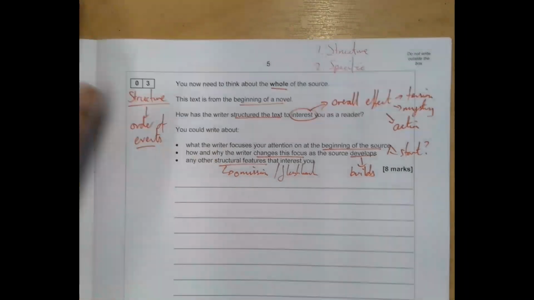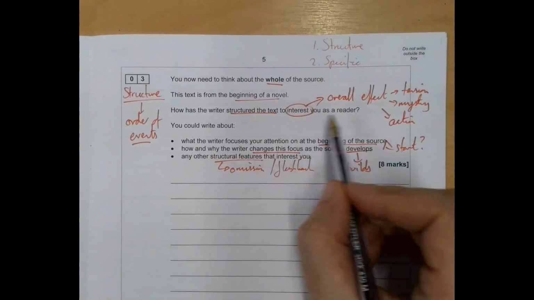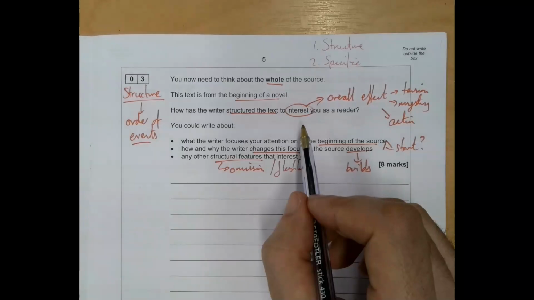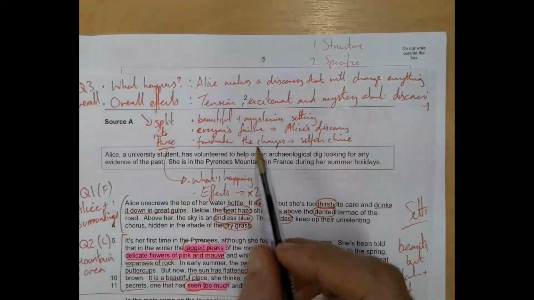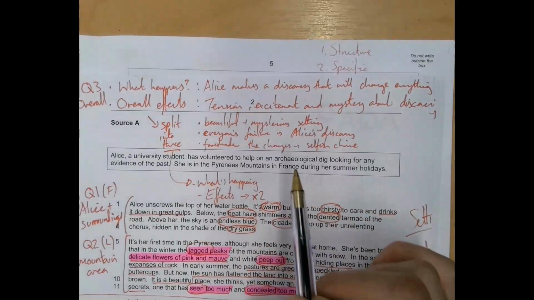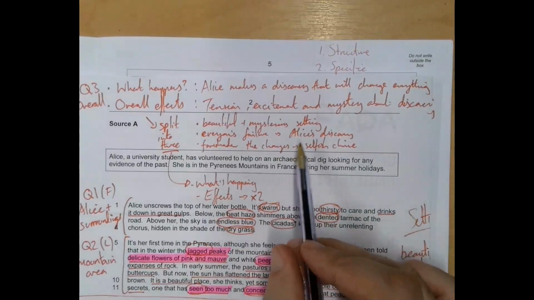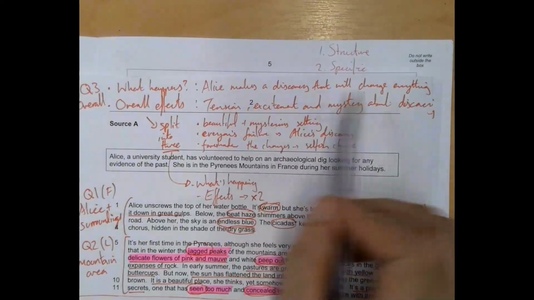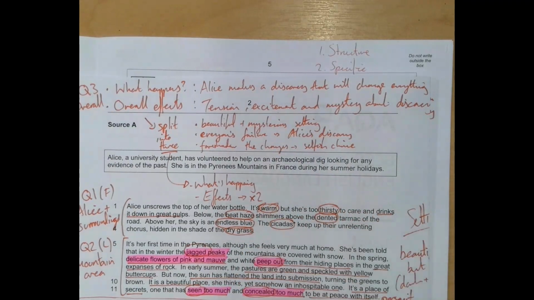Okay? Now the question says, as we mentioned in the strategy, how has the writer structured the text to interest you as a reader? Now the problem with the question is that it's very unclear. So you have to decide what about this makes it interesting. Now if you come back to your notes, hopefully you did this. So I've said the main effects of the extract entirely are tension, excitement and mystery. So those are the things that interest the reader. The writer has made it tense, they have made it exciting, they've made it mysterious. What's happening in it? Alice is on an expedition, searching for something, and she finds something that is amazing, but they don't tell us what it is.